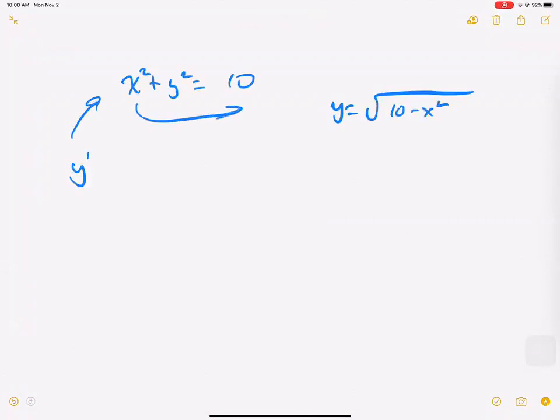Okay, hi everyone. So we worked on implicit differentiation the other day, and let's do an example of that. If I say x squared plus y squared equals 10, and I ask you to find y prime from here, okay? There's actually a couple ways of doing it. We could solve for y. y is equal to the square root of 10 minus x squared. Get rid of the x squared, then square root both sides. That's one way of doing it.